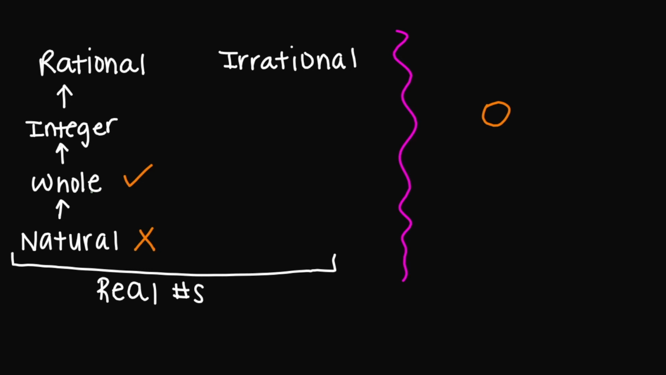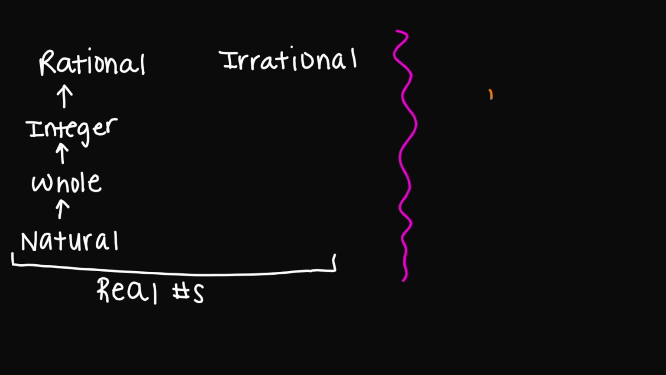So if it's a whole number, is it an integer? Yes, it is an integer. Is it a rational number? Yes, 0 is a rational number. And is it a real number? Yes, it is. So the number 0 is whole, integer, rational, and real.